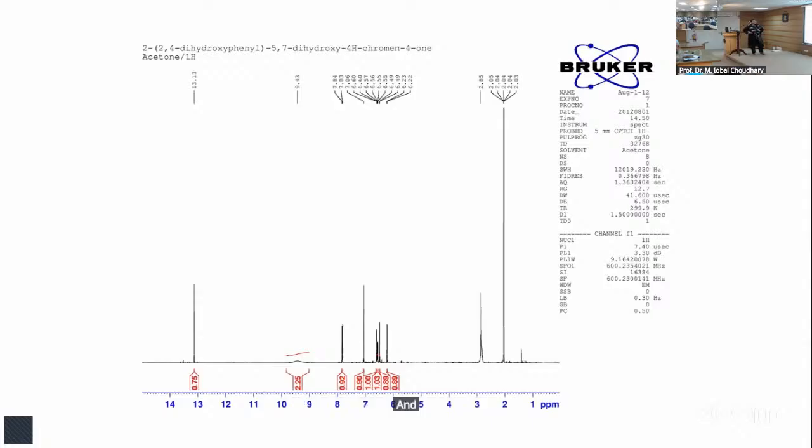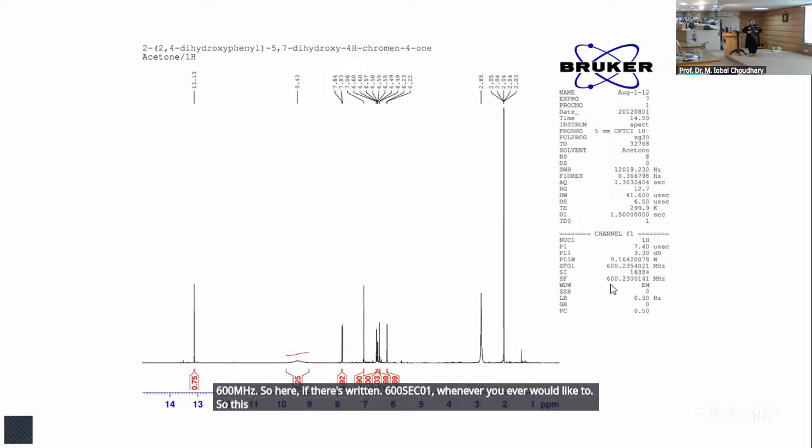And what is the frequency at which the proton NMR was recorded? Now you know the structure, now you have to interpret. 600 megahertz. So here it is written 600, SF01, whenever you would like to check. So this is 600 megahertz.